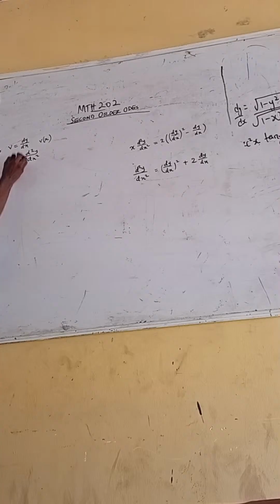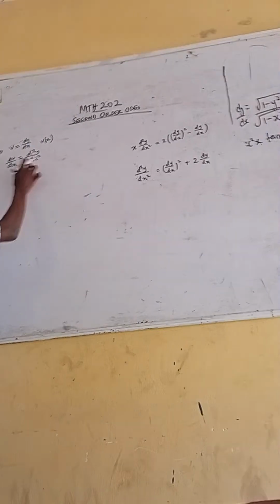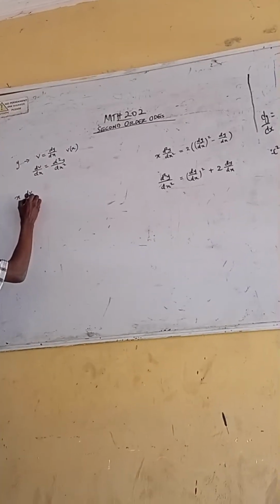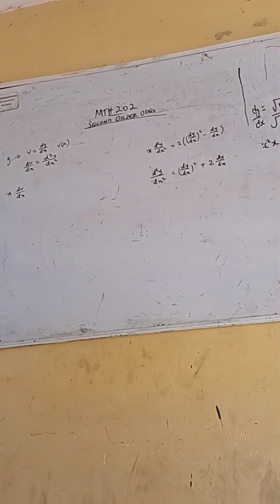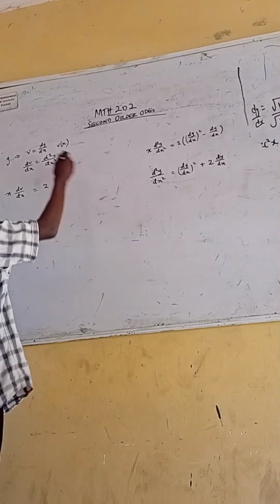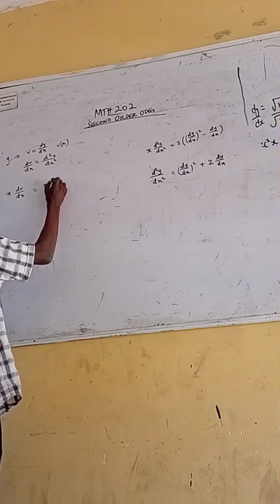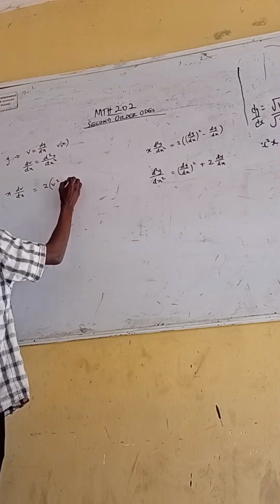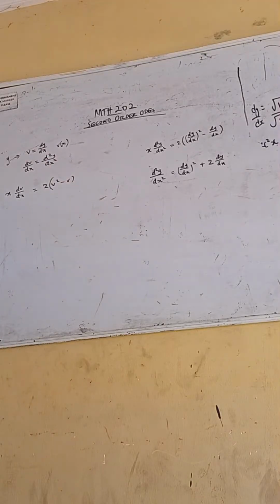So, since V is a function of X for this one, dV/dx equals the second order derivative. This is what we are now going to put inside this equation. So we have x d²y/dx², which is dV/dx. It is just like we are reducing the order. Equals 2, dy/dx is what? V. So V squared minus dy/dx, which is V. So we have reduced the order now.